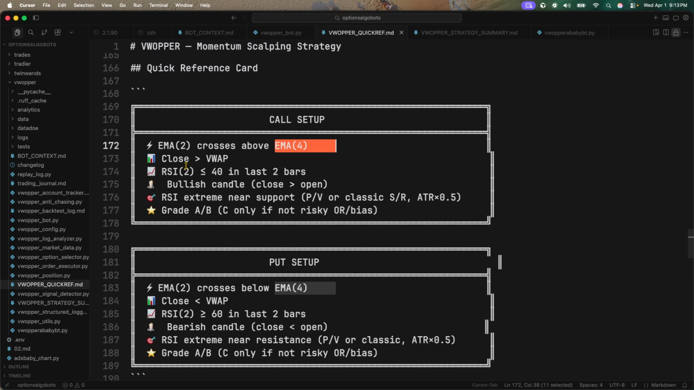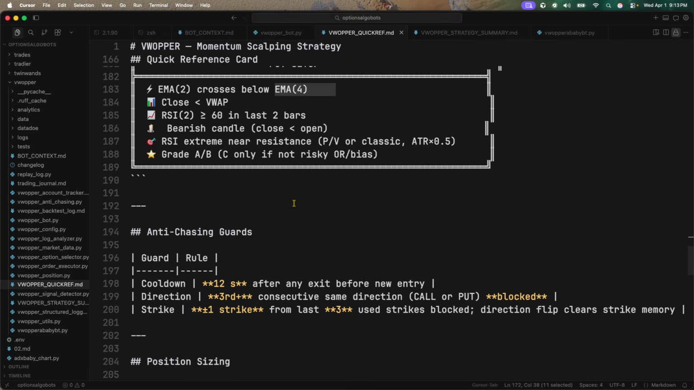is exhausted. So RSI is like my marathon runner, for lack of better words, right? If you've been running 5 miles, right, you're going to be a lot more out of breath than somebody that's only run a mile or 2 miles, right? So we want to see that exhaustion within the last 2 bars. And as soon as we have that, we want to make sure we have our bullish candle for a call setup. And then we only trade A and B, and see if it's not risky based off our opening range and our bias. And the put is just going to be the opposite, right?